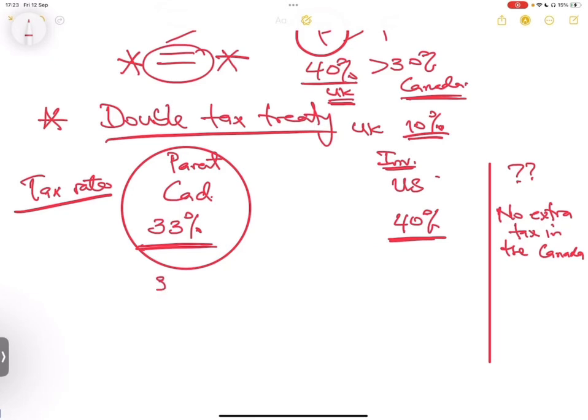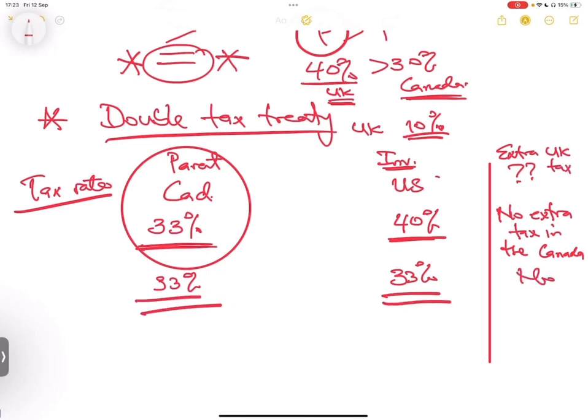But what about if, yes, it's 33% in Canada, but in the US it's also 33%? Any extra tax in the UK? No, because it's the same thing. That's exactly what we're saying. But let's say this is 33%, and here is say 18%. Any extra tax in the UK?